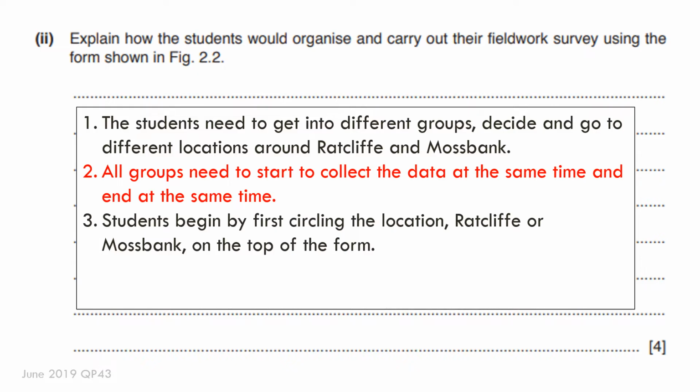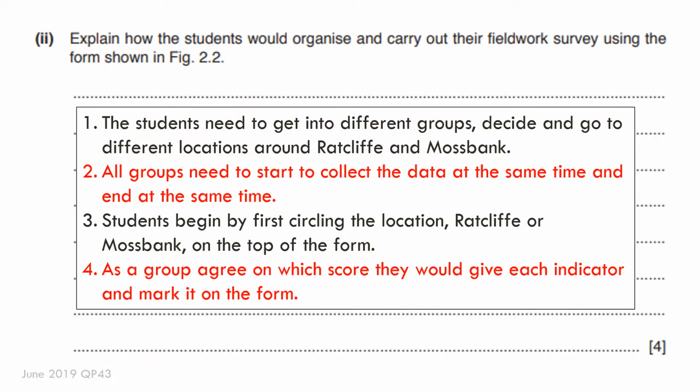We then begin by first circling the location. Are you going to be in Ratcliffe or Mossbank on the top of the form? Remember what that form looked like. And as a group, agree on which score they would give each indicator and mark it on the form. So that is, got those marks there.